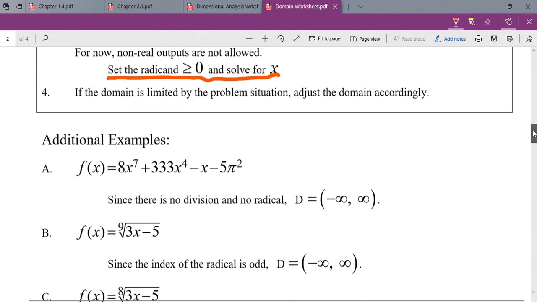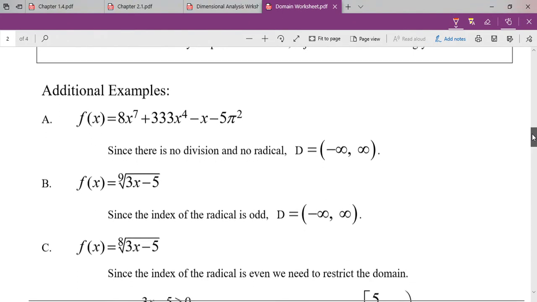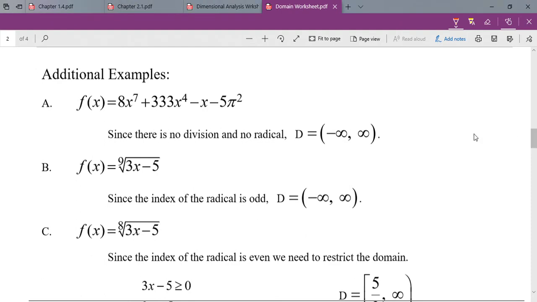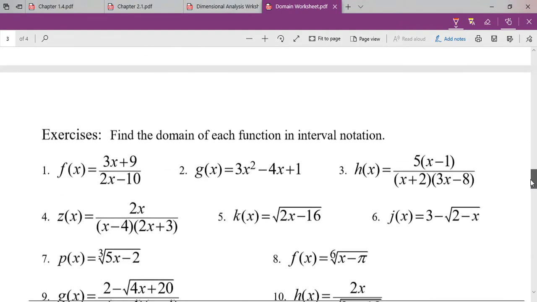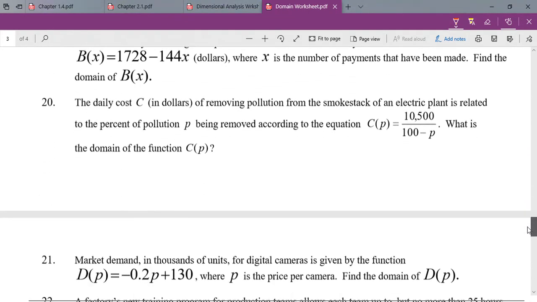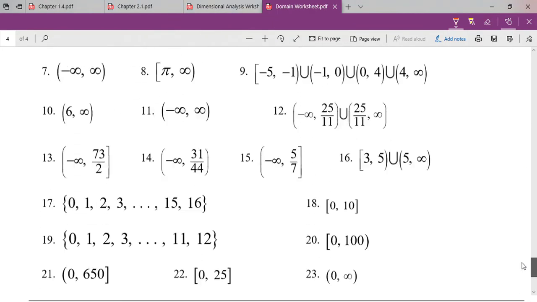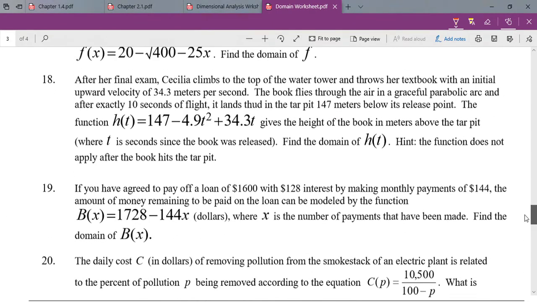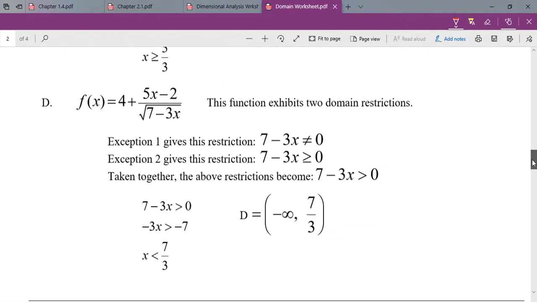Now we do have some additional examples on this worksheet. As you can tell, there are 4 pages of it. I might not do all of them, but you should be able to work through all of them. You've got these exercises here on page 3, I believe, and the solutions are at the end of page 4. So you can go through and try all of these on your own for extra practice. I'm going to do a handful of them, and the rest will be up to you.